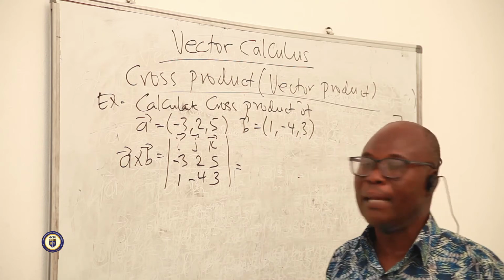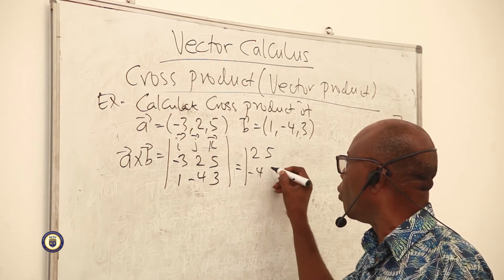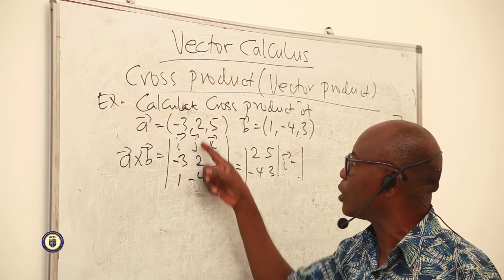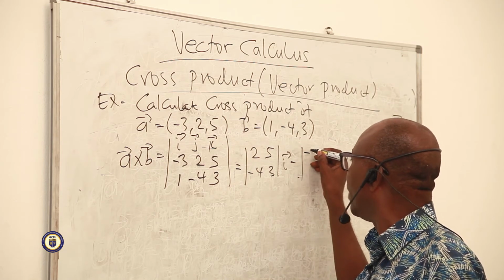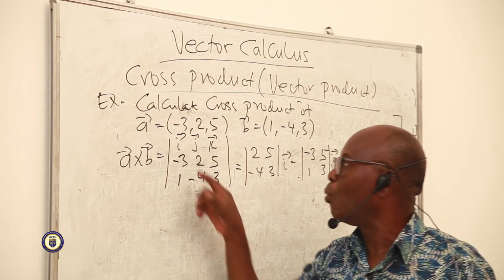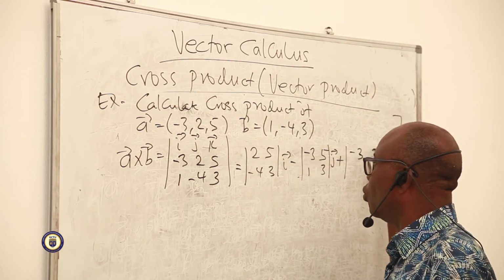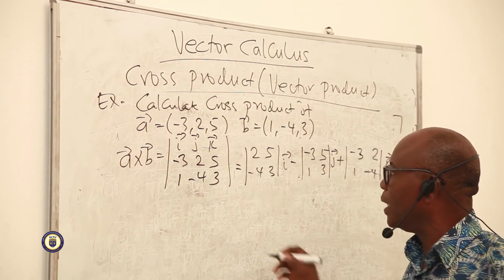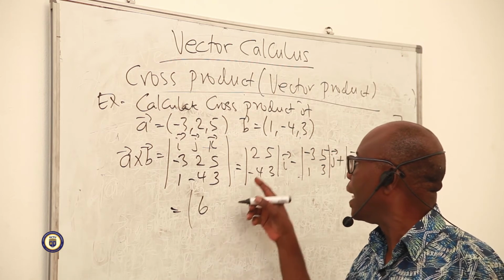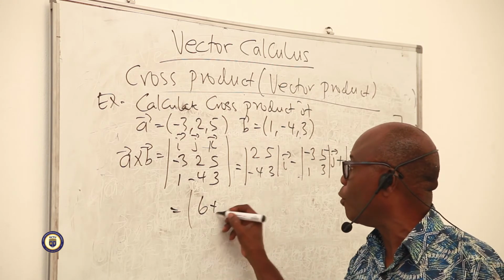Using the determinant method, A cross B becomes the determinant with I, J, K in the first row, then the components of A, minus 3, 2, 5, and then the components of B, 1, negative 4, 3. For the I component, we cross out its row and column and get the determinant 2, 5, negative 4, 3. For J, minus the determinant minus 3, 5, 1, 3. For K, the determinant minus 3, 2, 1, negative 4, times K.